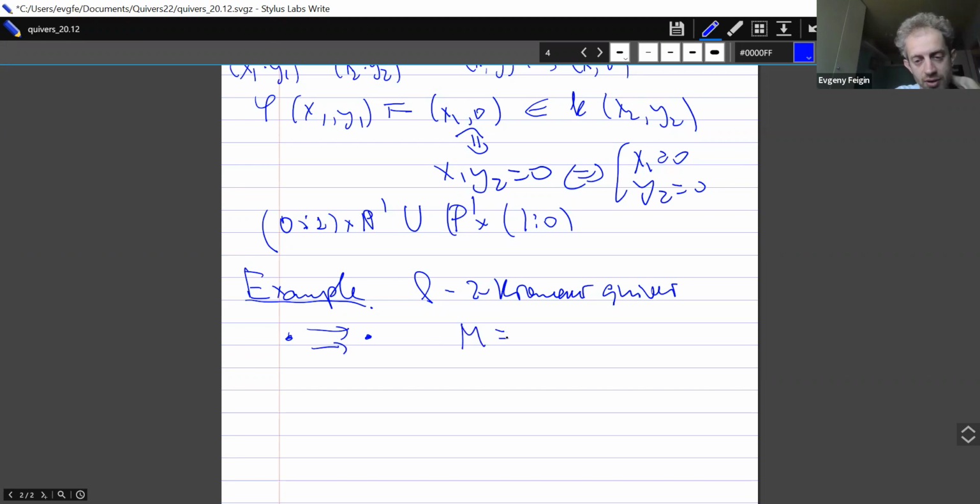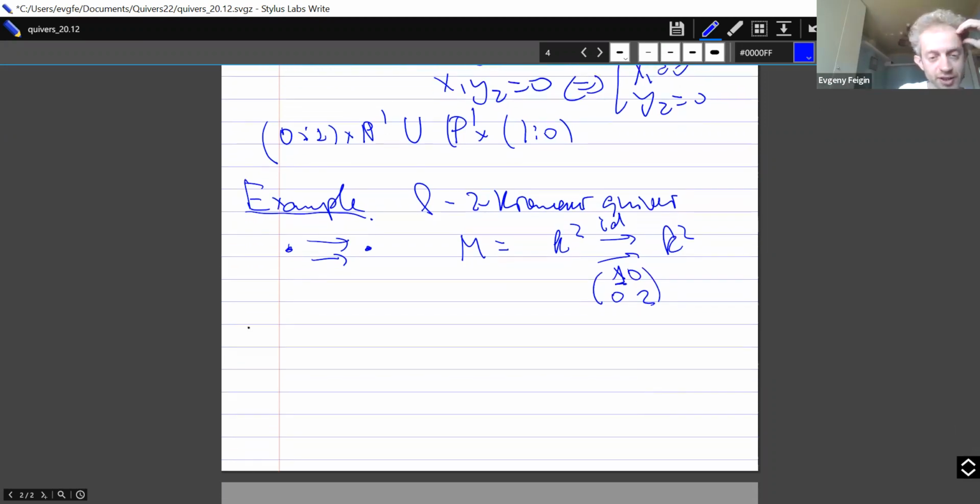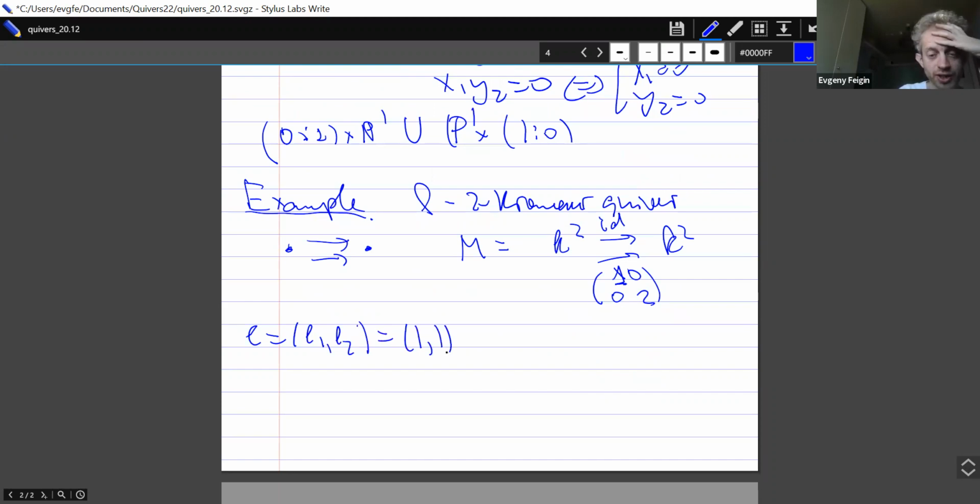And let's take M to be just a representation of dimension (2,2), and the upstairs map is the identity map, and the downstairs map is the diagonal matrix with 1 and 2 on the diagonal. And let us take E to be (1,1). So can you tell me what is the Grassmannian of E in M?